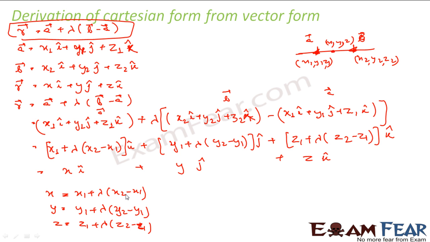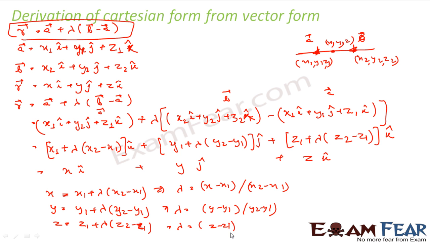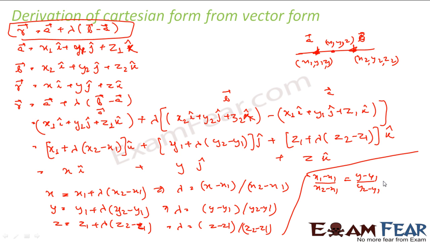These are the values of x, y and z. Again, we'll find the λ in all. So I get λ = (x − x1)/(x2 − x1). Similarly, in this case, I get λ = (y − y1)/(y2 − y1). Here I get λ = (z − z1)/(z2 − z1). So I equate λ in all these three cases, and I get the equation of the line as (x − x1)/(x2 − x1) = (y − y1)/(y2 − y1) = (z − z1)/(z2 − z1).